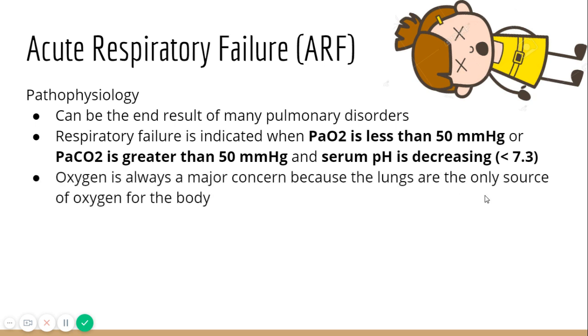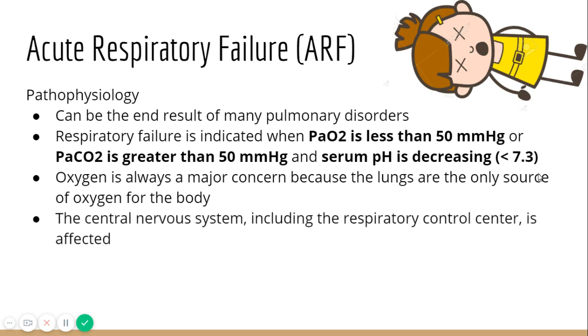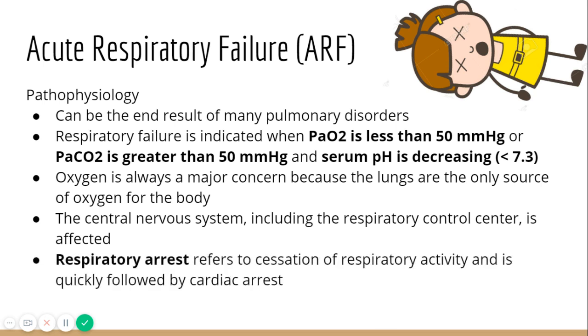Oxygen is always a major concern because the lungs are the only ones that can provide us with oxygen. So if our lungs are not functioning correctly, then obviously we are up a creek without a paddle. Because the central nervous system also controls how well we are breathing, if we are not getting oxygen, then the central nervous system is also going to be affected as well.